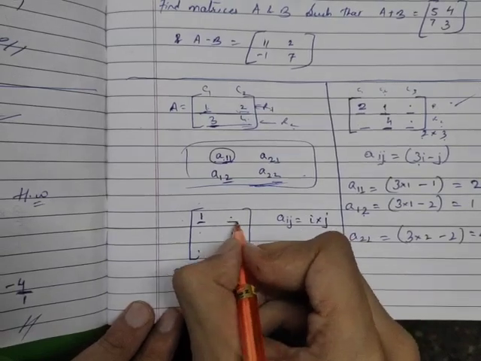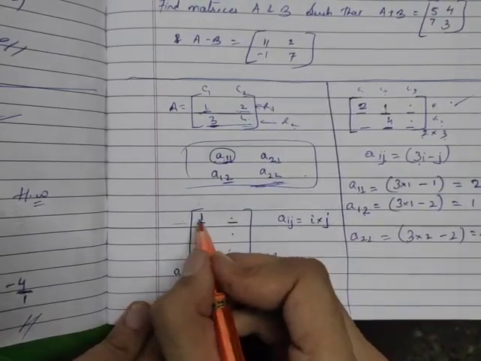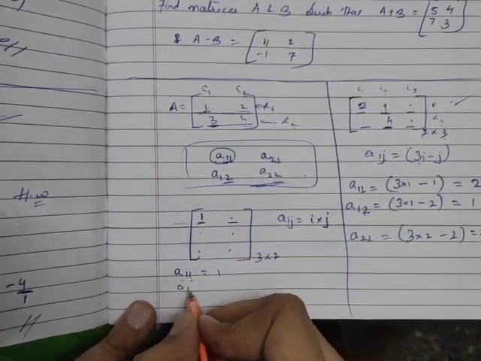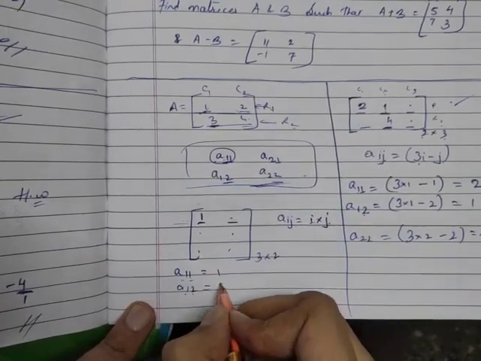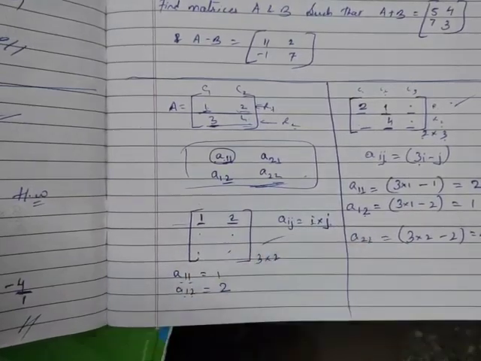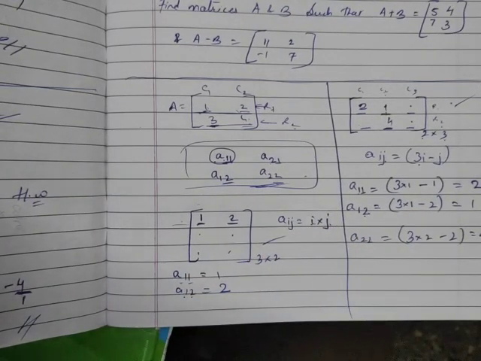Let's take one more. What position do you find here? First row, second column. So that means it is A12, which is equal to i into j, 1 into 2. Answer is 2. And so on. Can I say now it has become understandable? Everybody? Alright, I hope so.